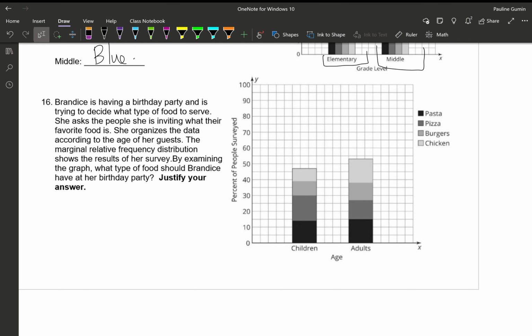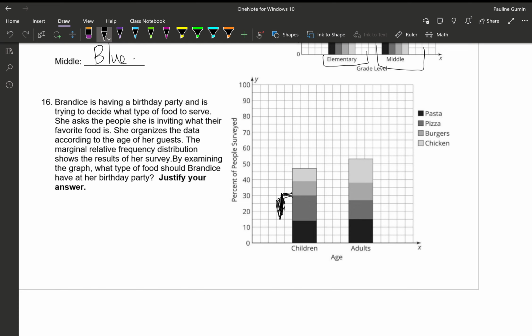Brandeis is having a birthday party and is trying to decide which type of food to serve. She asks the people she's inviting what their favorite food is and organizes it according to the age of her guests. The marginal relative frequency distribution shows the results of her survey. By examining the graph, what type of food should Brandeis have at her birthday party? Let's justify our answers.